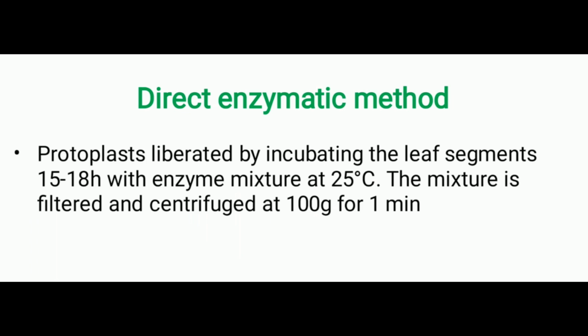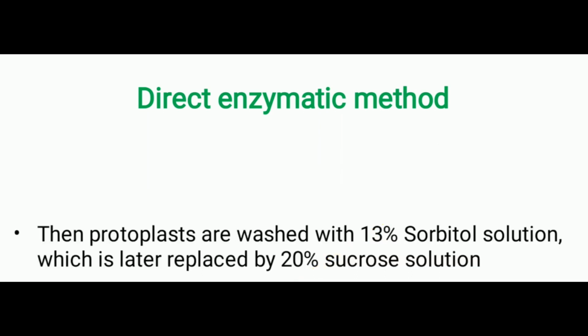In the direct enzymatic method, the leaf segments are incubated for 15 to 18 hours with the enzyme mixture, that is cellulase, and the mixture is filtered and centrifuged at 100 g for 1 minute to get the pure protoplasts. The cells are washed with 13% sorbitol solution, which is later replaced by 20% sucrose solution.